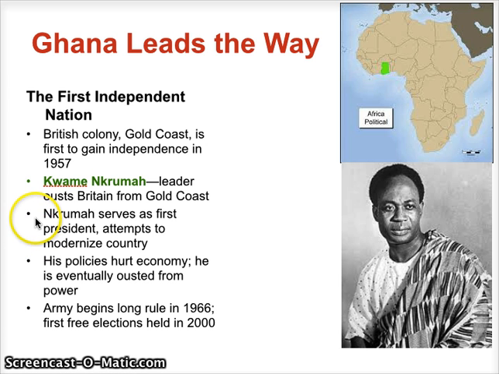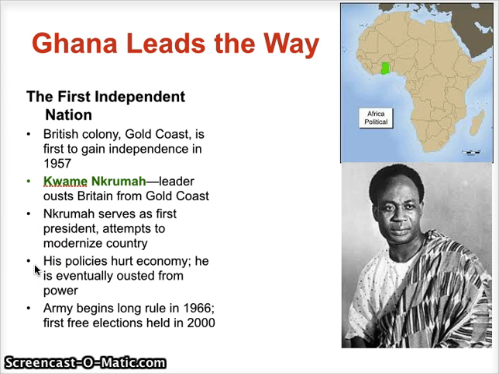And he strives to modernize the country. So he's trying to build factories, he's improving infrastructure such as roads and canals. He's also trying to improve education. Overall, he was a good leader. He wanted to do well by his country. But he did not think enough about Ghana's economy.